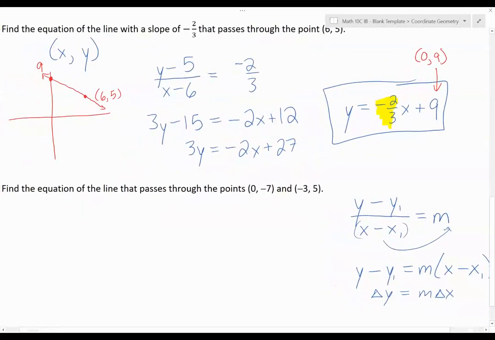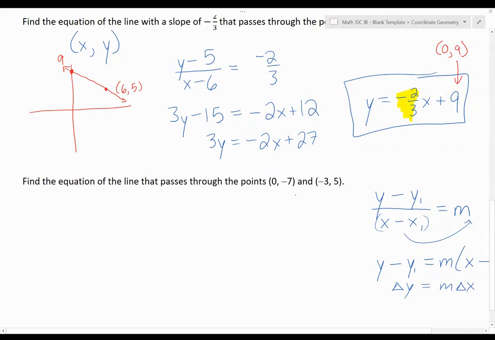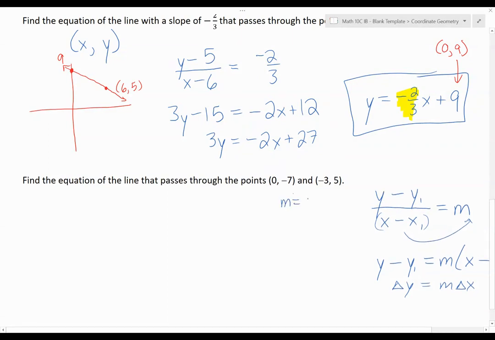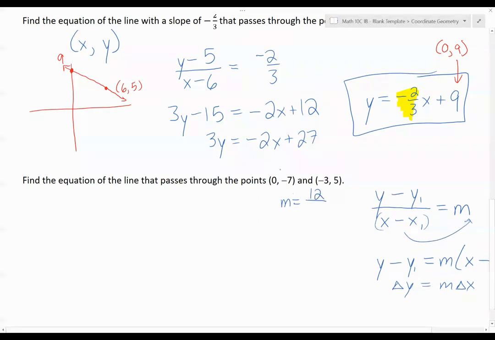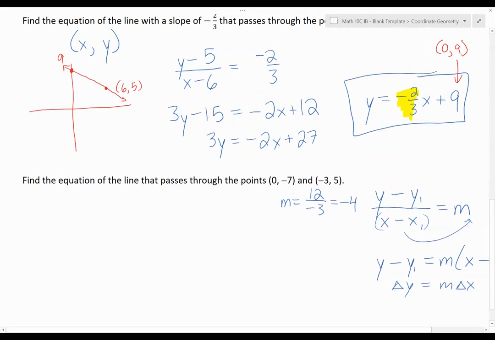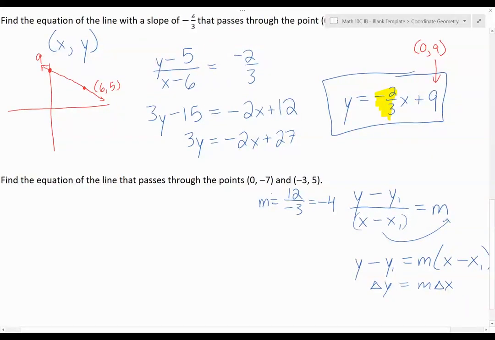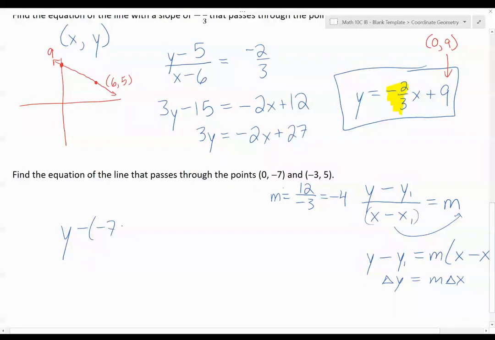Now in this next case, I don't have the slope, but I do have 2 points. So I can go ahead and find the slope from the points. So between these 2 points, I know that the slope has to be delta y. So from -7 to 5 is an increase of 12 over delta x. From 0 to -3 is a decrease of 3. So my slope is -4. That means that if I use this whole point slope form thing, I've got y minus -7 equals the slope, which is -4, and then x minus 0.